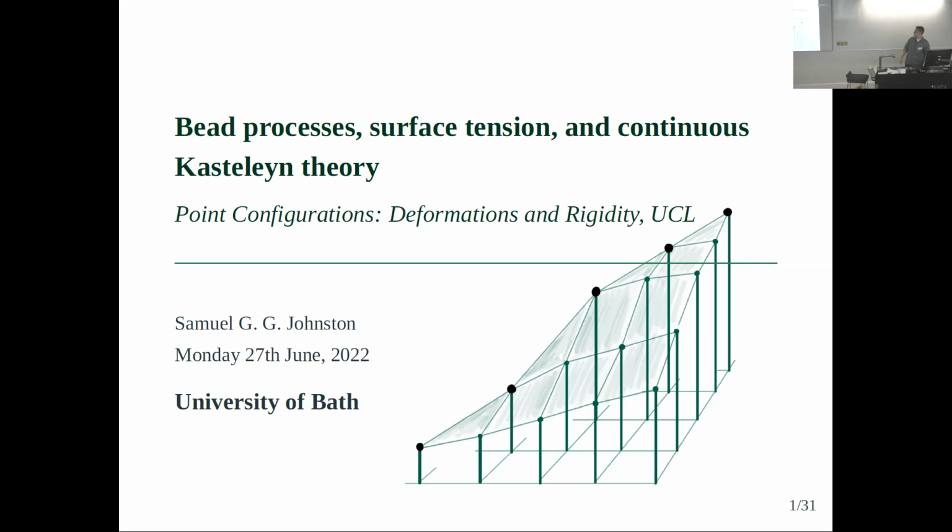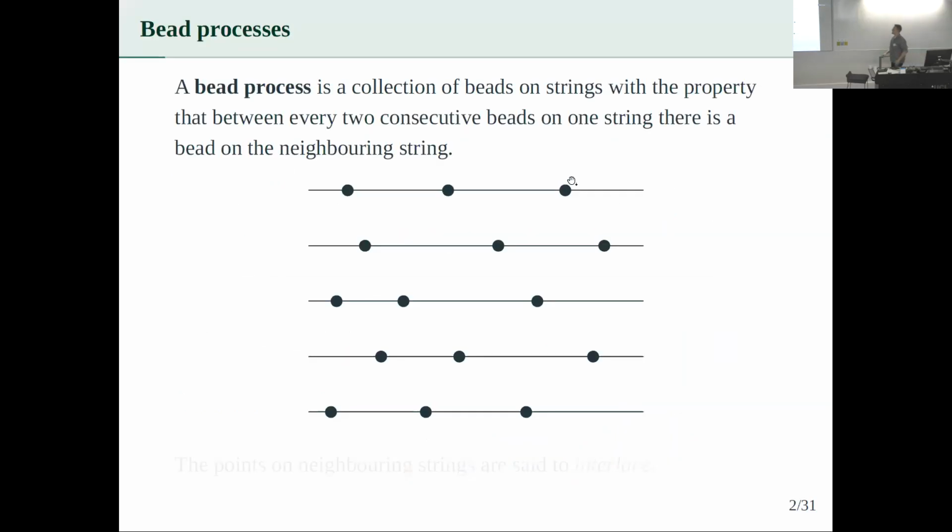So I'm going to be talking about bead processes today. So what is a bead process? A bead process is a collection of points lying on a bunch of strings running in parallel, with the property that the points on each string interlace the points on the neighbouring string.